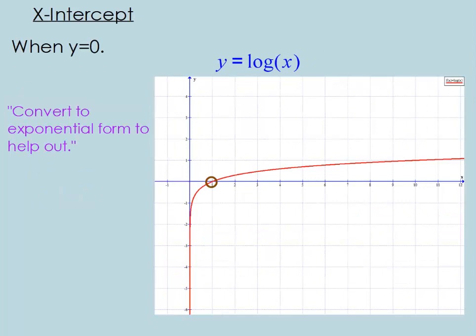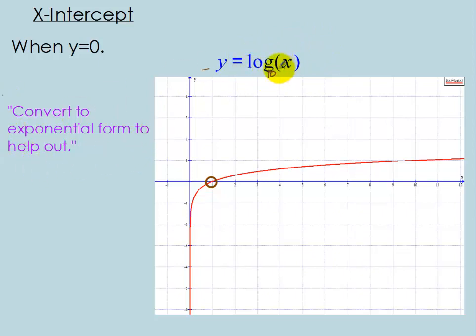Let's look at the x-intercepts. So another neat thing to look at is, where's the x-intercept? It happens when y equals 0. And sometimes that's hard to just plug in and figure out, because log functions are a little different. What I like to do is, I can't see log functions very well, so I always try to convert to exponential form to help me out.